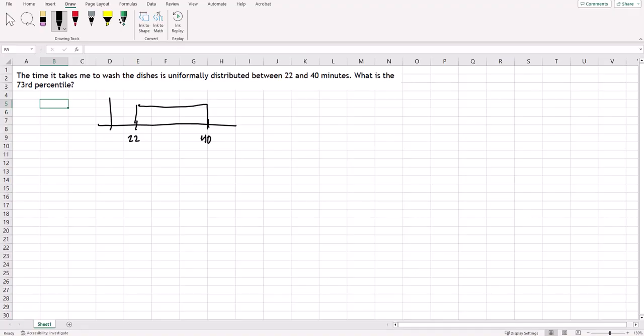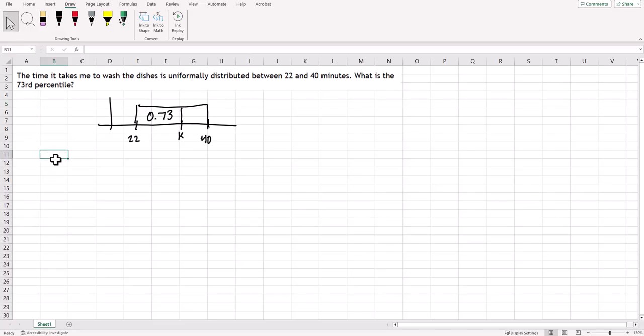Anyway, we'll find the height of this rectangle in a minute, and what we want with the 73rd percentile is somewhere, 73%, it's like almost 3/4, right? But somewhere along here, there's going to be a value, and that value is going to be the cutoff, where this area here is 0.73. Now remember, the whole area under the curve is 1, and so now we'll have this area is 0.73.